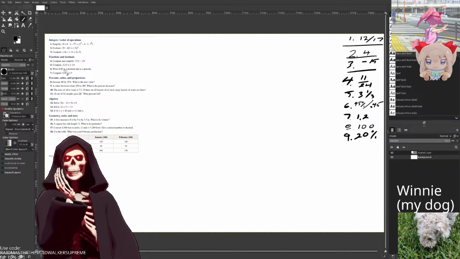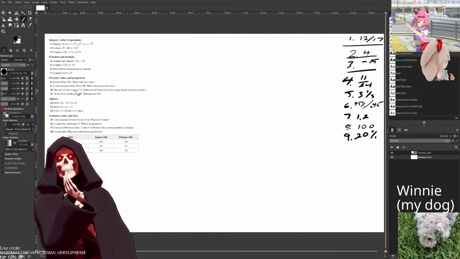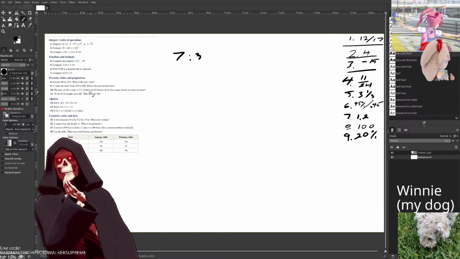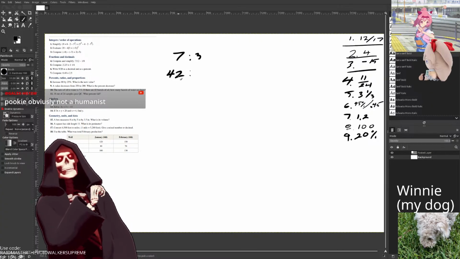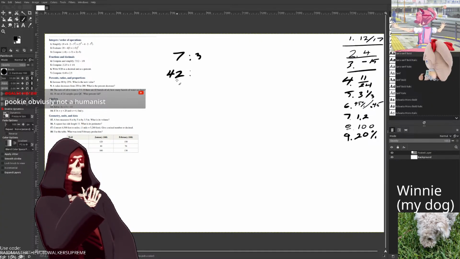Okay. So 10, the ratio of oil to water is 7:3. If there are 42 barrels of oil, so 42, how many barrels of water are there?